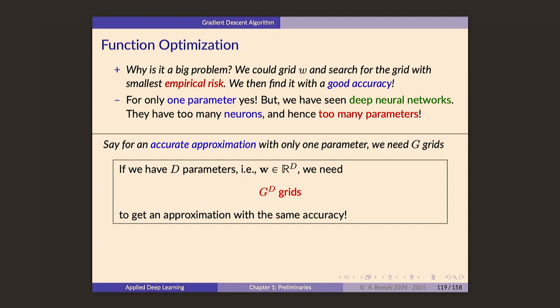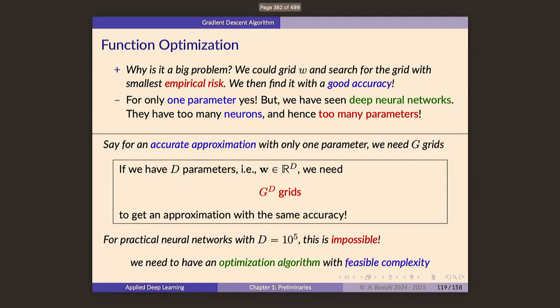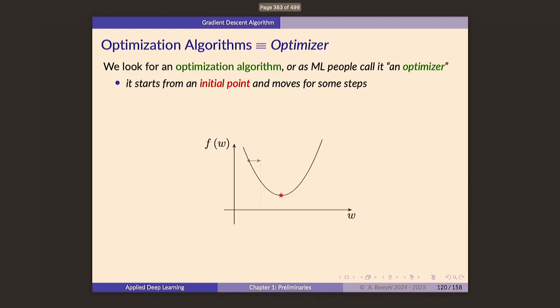So gridding, any kind of exhaustive search, is impossible. It's exponentially complex, very huge. We cannot do it. So we need to go for one algorithm. It's practically impossible, and this is why we are looking for something called an optimization algorithm. So what is the optimization algorithm? One optimization algorithm, which people in machine learning or in deep learning mostly call an optimizer.